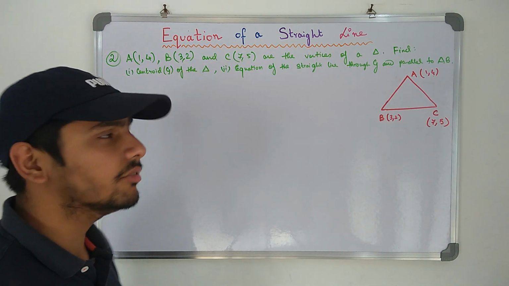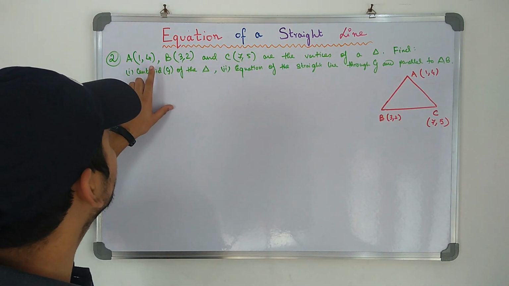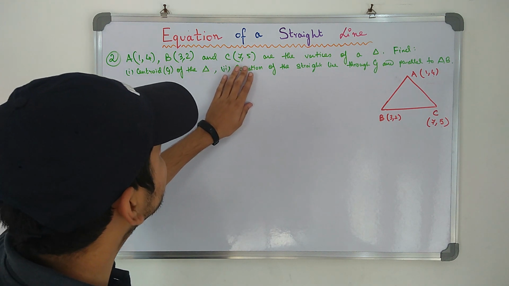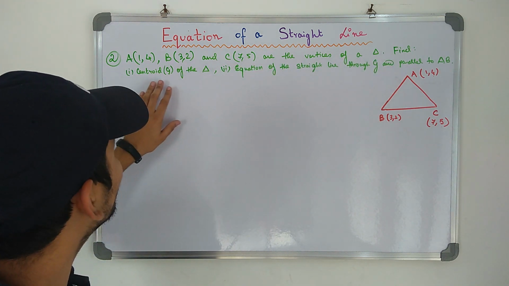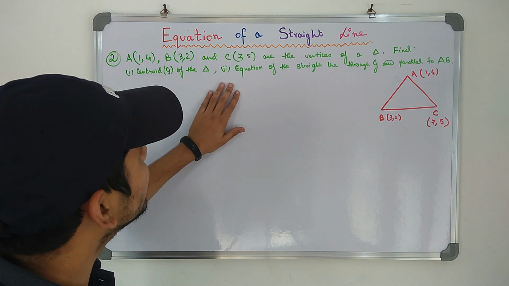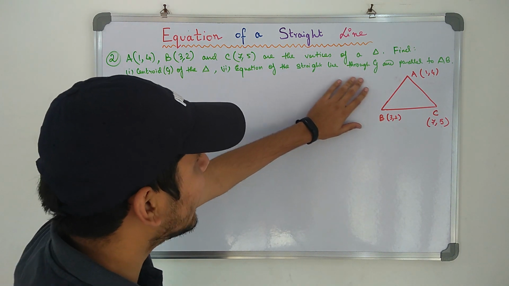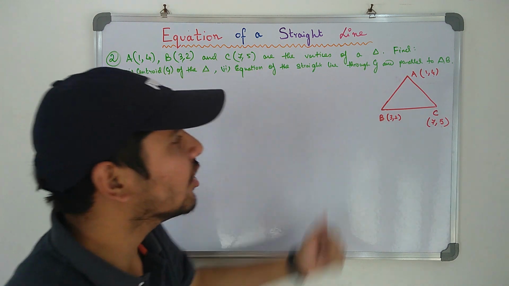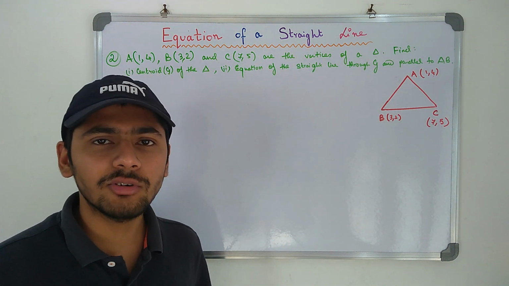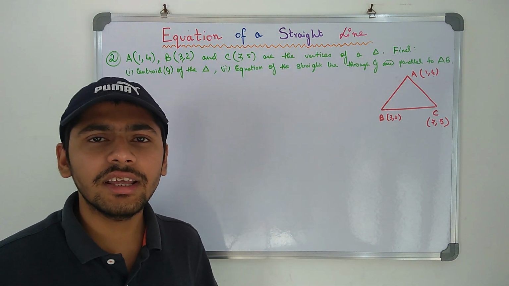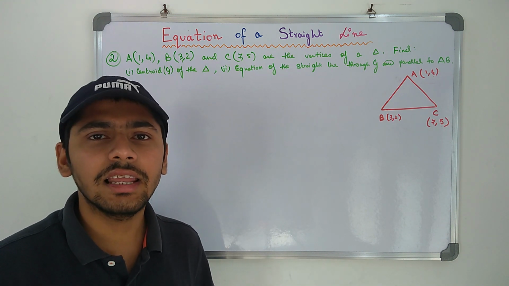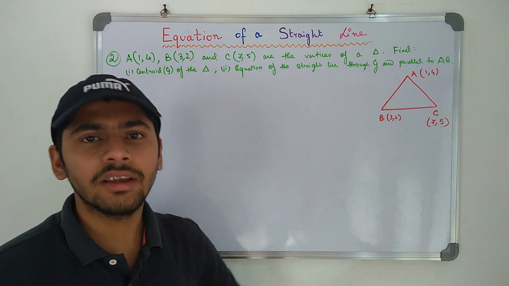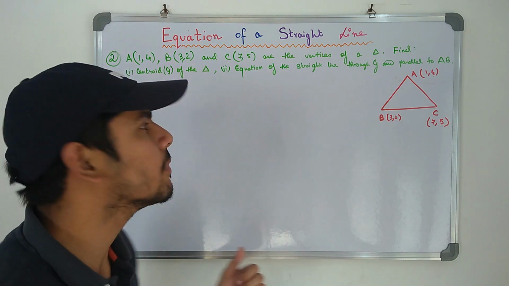Moving on, we have number 2. A(1,4), B(3,2) and C(7,5) are the vertices of a triangle. We have to find number 1, the centroid G of the triangle, and number 2, the equation of the straight line through G and parallel to AB. Now for this question, you need knowledge about the centroid of a triangle. We have already covered this topic in our video relating to section formula. The link will be in your top right corner. Let's begin with this question now.